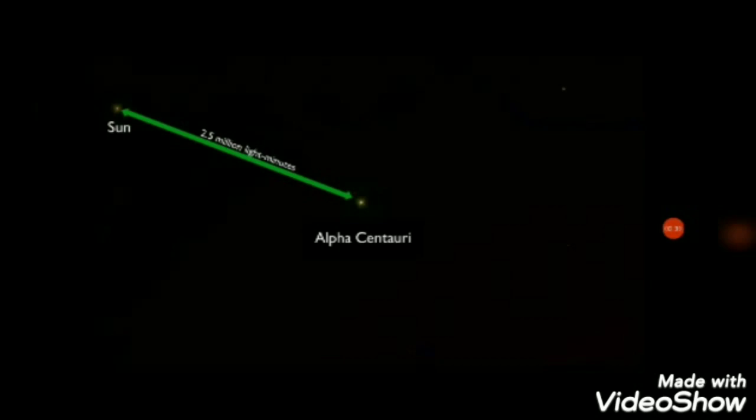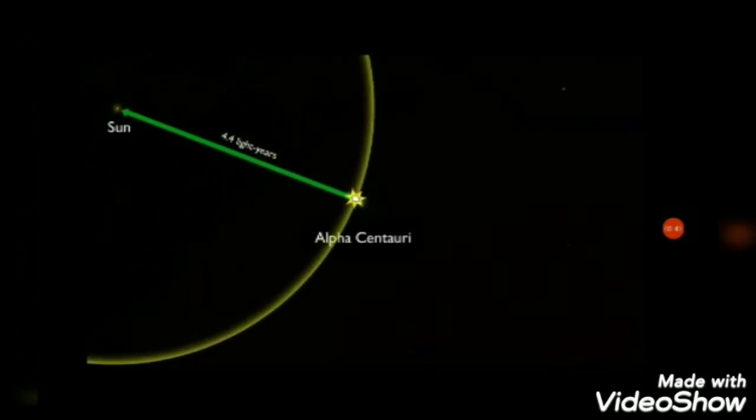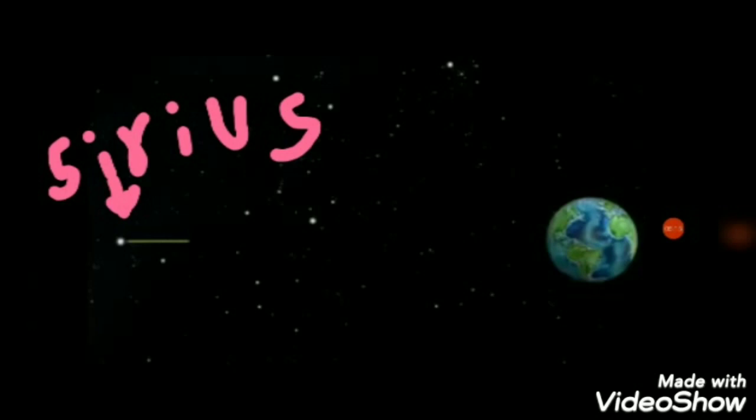The distance to the Alpha Centauri system in light years? That's about 4.4. It takes light from our Sun about 4.4 years to reach Alpha Centauri. Another nearest star, Sirius, is about 9 light years from the Earth.